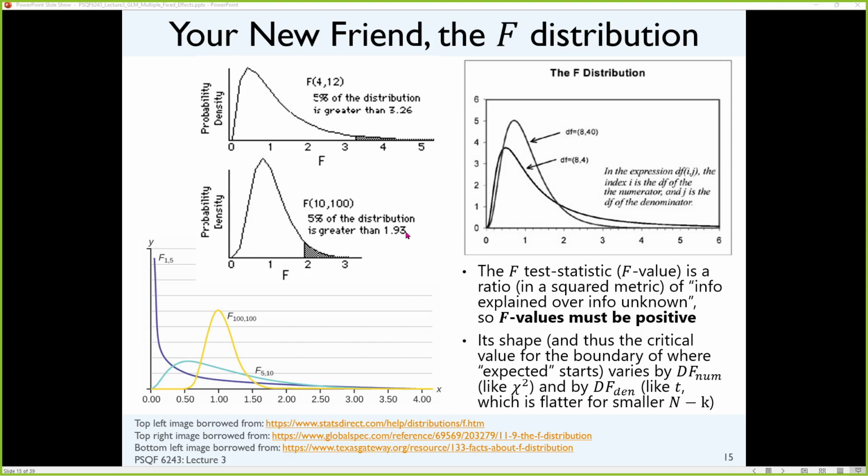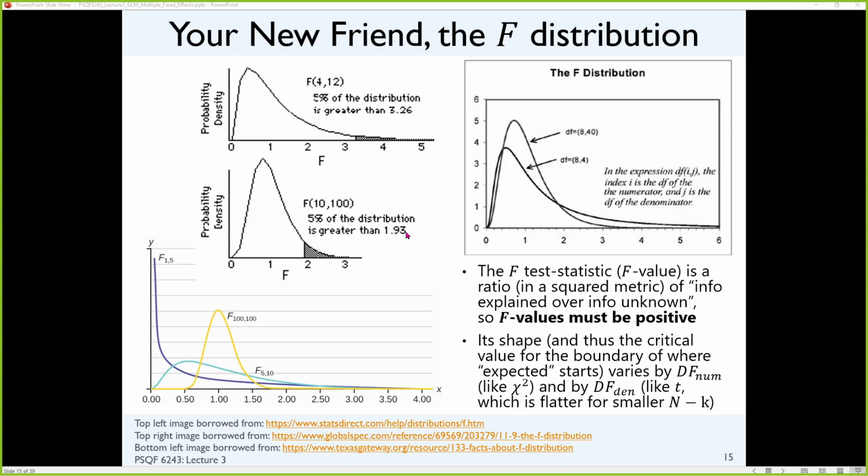F is a way of standardizing how good our model did relative to how complicated the model had to be to do that good. So F is information explained over number of slopes it took to get it. That is the numerator, that's mean square model. And then the denominator is information left over divided by how many slopes I could have added but didn't. And that's mean square error, mean square residual.